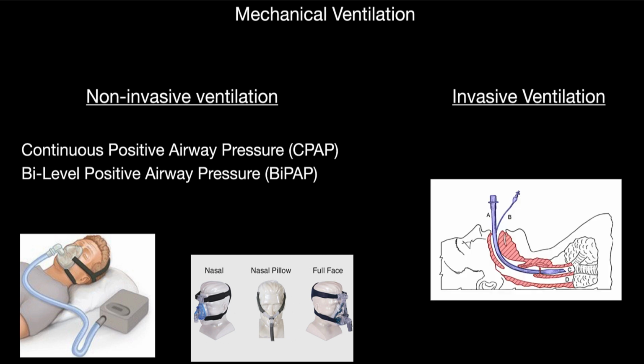This is invasive ventilation. When you stick an endotracheal tube into the mouth, past the larynx into the trachea, and you deliver flow, pressure, and oxygen straight to the lungs. So mechanical ventilation means you're helping ventilate and oxygenate with a machine, but it can be non-invasive or invasive.